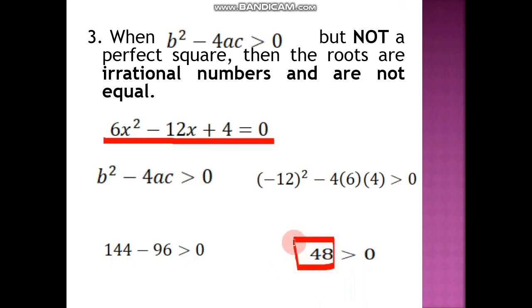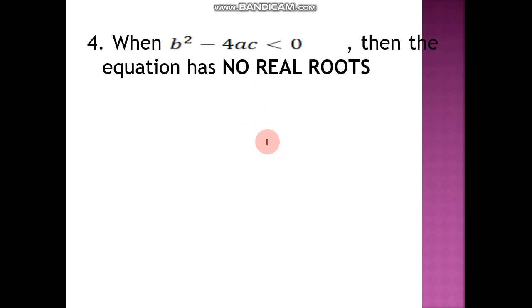144 minus 96 is 48. The discriminant is 48 and it is greater than 0. But 48 is not a perfect square. Then the roots are irrational numbers and are not equal. Again, the roots of this quadratic equation are irrational numbers and are not equal. Number 4. When b squared minus 4ac is less than 0, then the equation has no real roots.